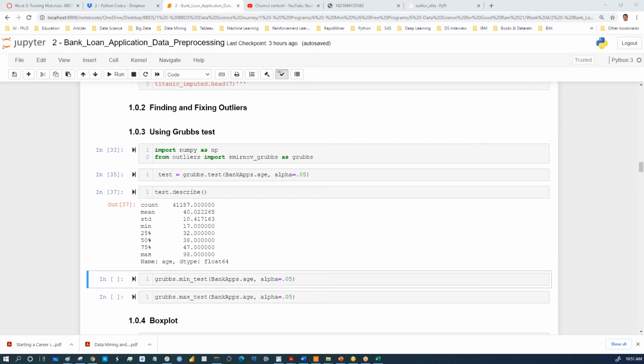The Grubbs test calculates the probability value, or p-value. If the p-value is greater than 0.05, it simply means there are no outliers, and if it's less than 0.05, it means you have an outlier. So I'm going to show you how this Grubbs test works in R.